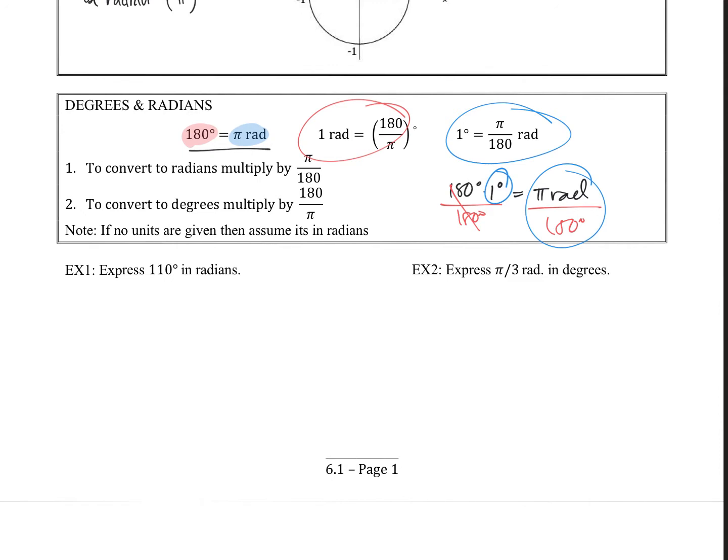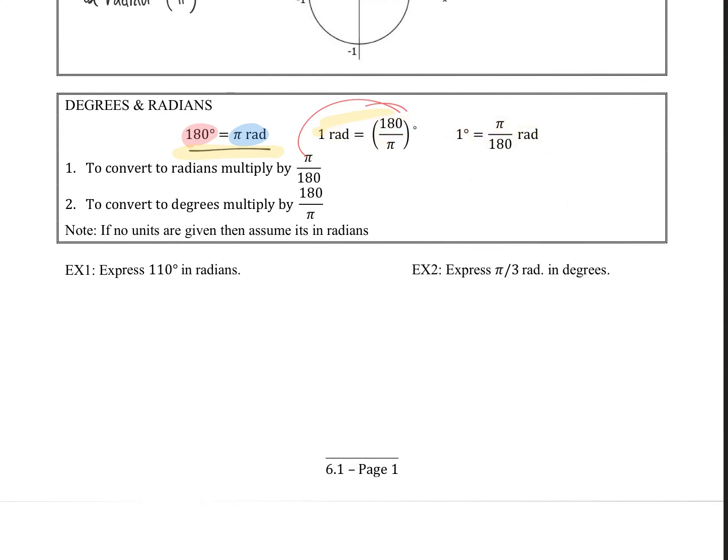Both of these two equations, which we use a lot to change between radians and degrees, come from the initial fact that 180 degrees is equal to pi radians. So if you're ever confused on how these equations are set up, just go back to the main initial idea and then solve for it.